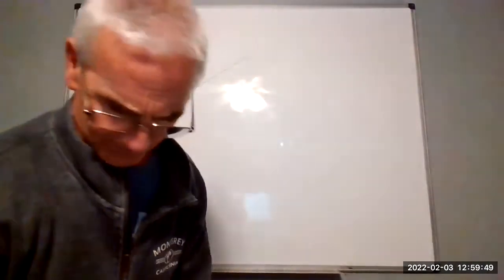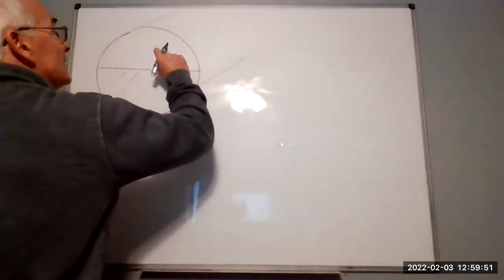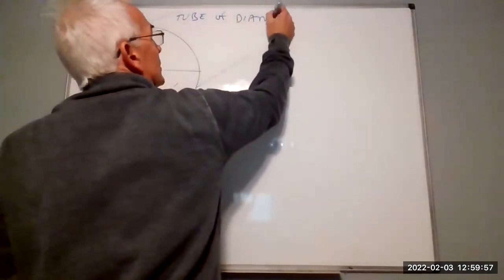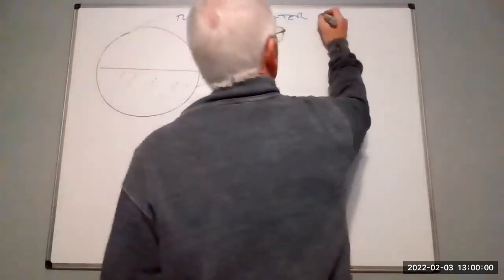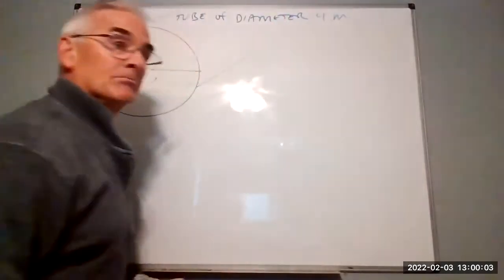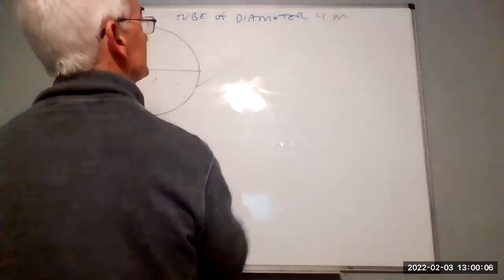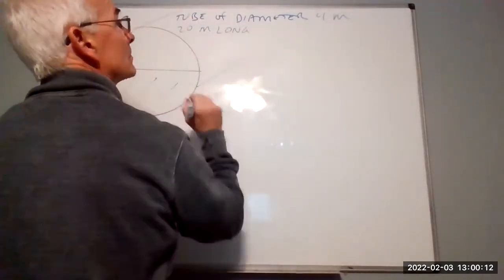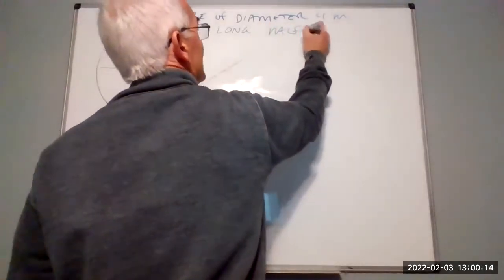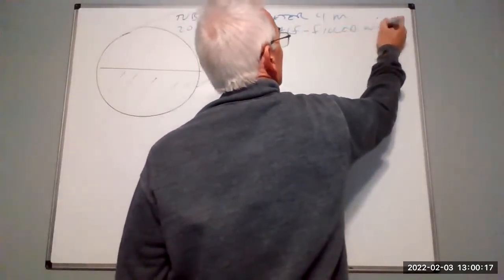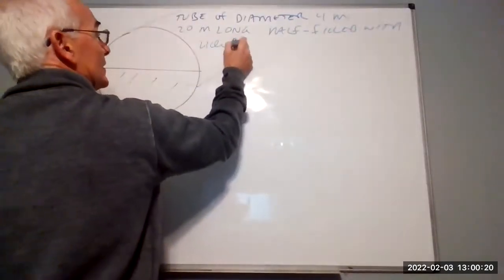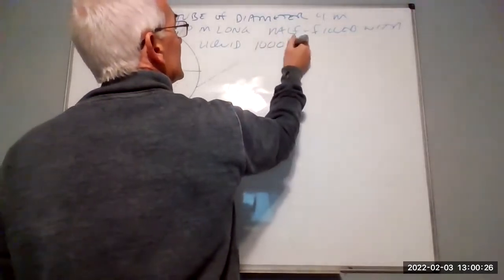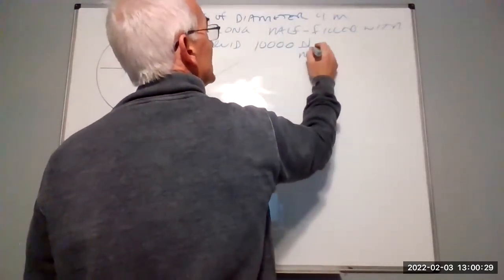So let's suppose, okay, so what we have is a tube of diameter, let's say 4 meters. This is huge. Diameter 4 meters, and let's say it's 20 meters long. Okay, it is half filled with a liquid that, let's say, is 10,000 newtons per cubic meter.